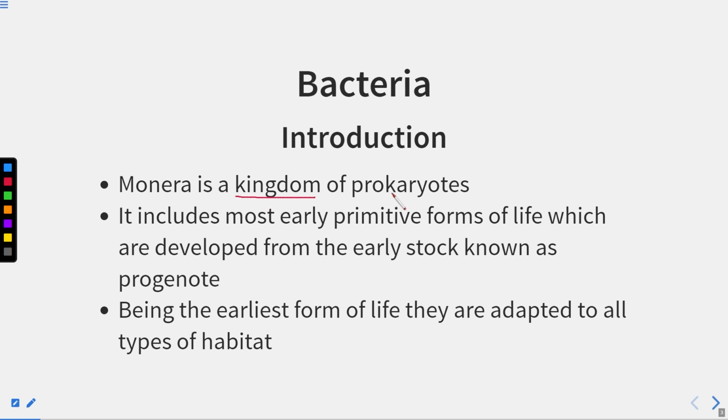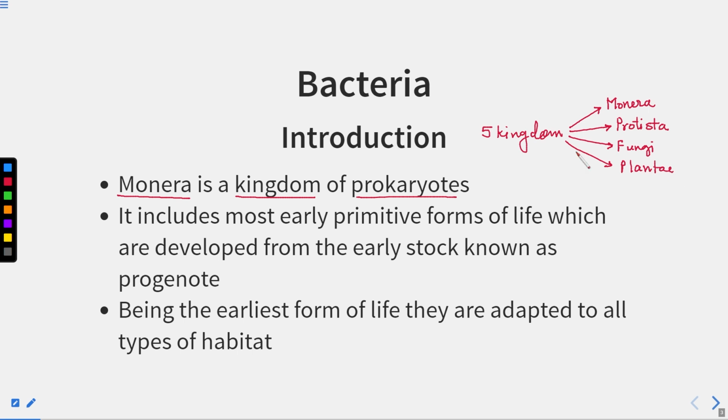Monera is the kingdom of prokaryotes. So how did this kingdom get the name Monera? If we study the 5 kingdom classification, it constitutes 5 different kingdoms, that is Monera, then comes the Protista, then fungi, and plantae, and animalia. This is the 5 kingdom classification.